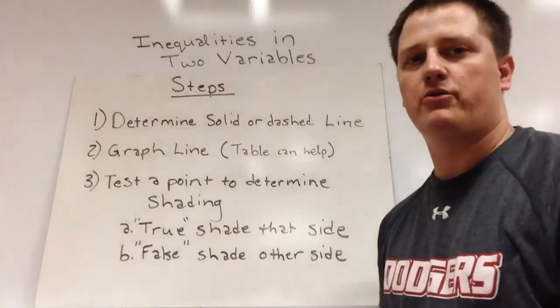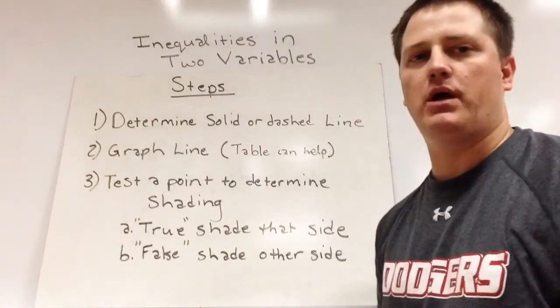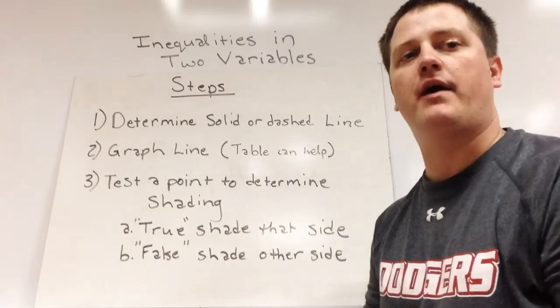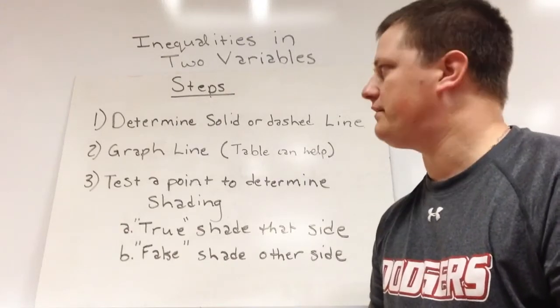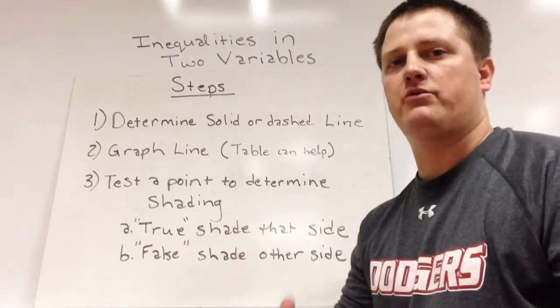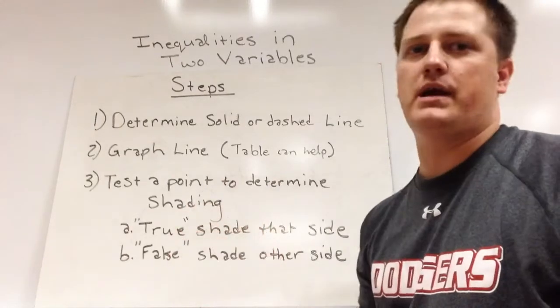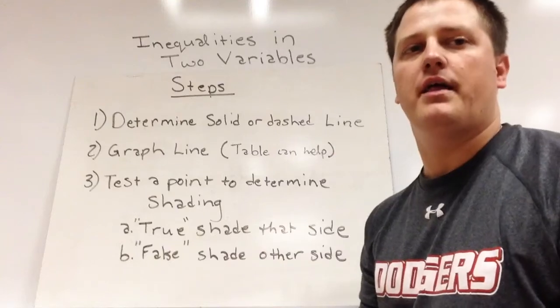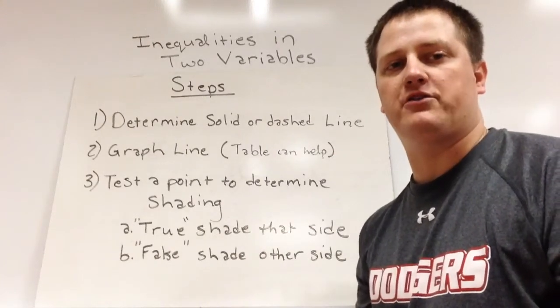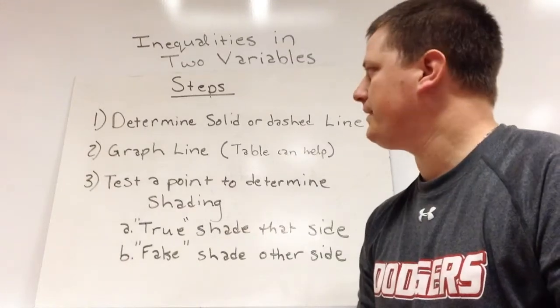So when we go to graph an inequality that is in two variables, basically anything we want to graph on a coordinate plane, that's an inequality. There are three main steps. There is one step before these three, and that is to make sure that your inequality is in intercept form. That just makes graphing a little bit easier.